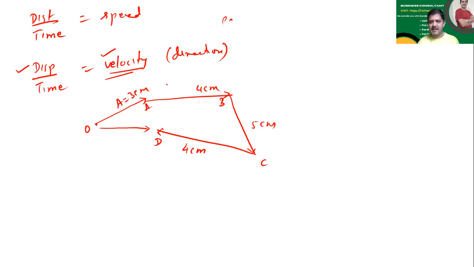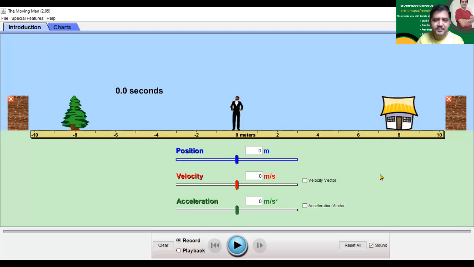Okay. Now let us start with the next one. Let me share my screen. Right. You observe that there is a person standing here, and there's a tree and a house here, and he wishes to go in this direction. There's one more parameter, acceleration, which I have not taught you so far. I'll do it later. But currently, let us use only position and velocity. He is at the 0 position and the velocity is over here.